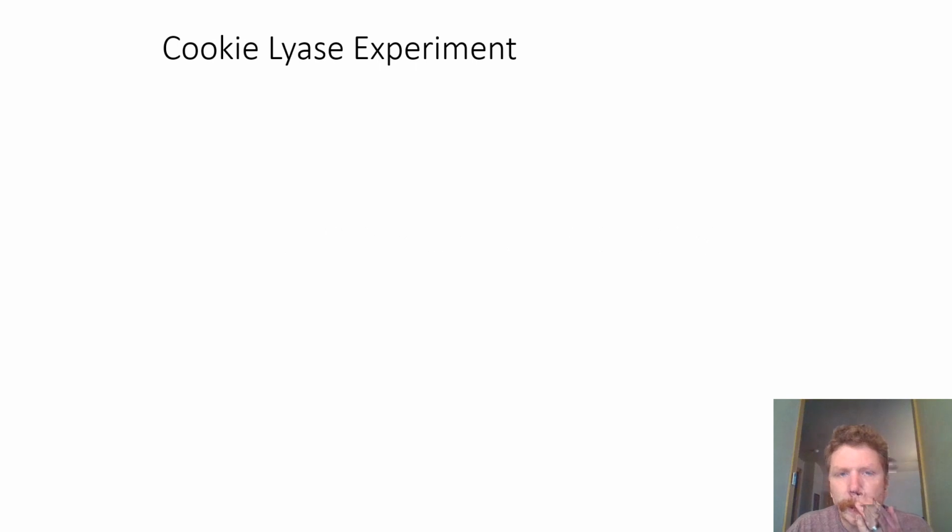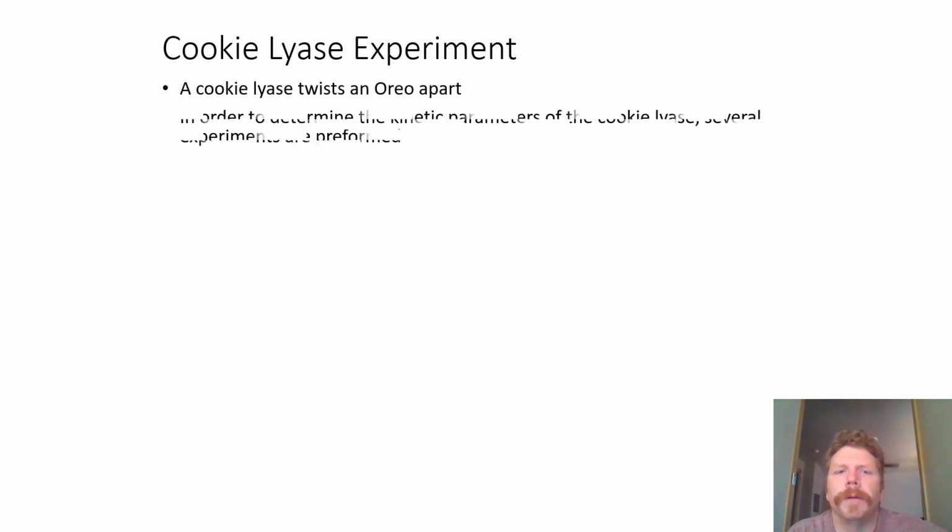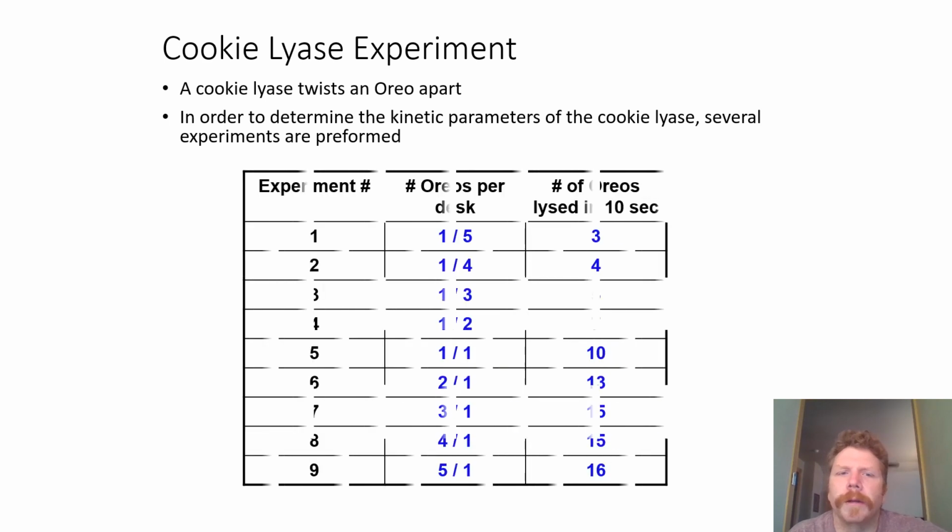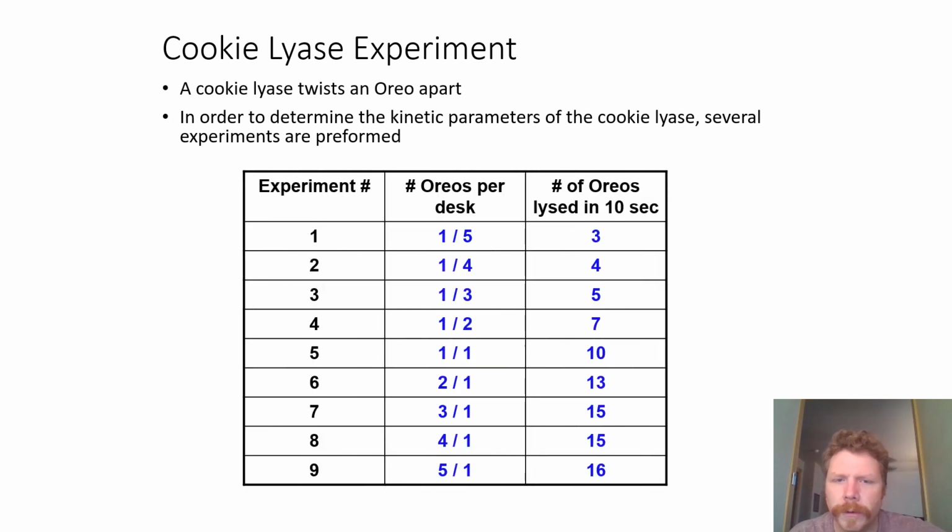If you remember from lecture, we did what was referred to as the Oreo cookie lyase experiment. We had an enzyme, a person would be the enzyme, we had a substrate, and we had a product. The enzyme was a person, the substrate was an Oreo cookie, and the product was an Oreo cookie that had been split apart. Now, what ultimately mattered was we did a series of experiments. So we had basically two significant data points.